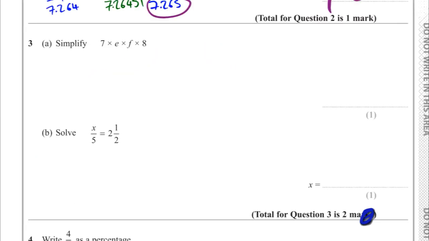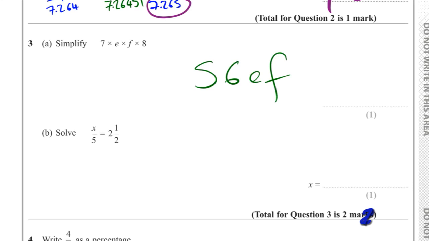Question 3. Part A, we need to simplify 7 times E times F times 8. Now, this means that we're multiplying 4 numbers together. We don't know the numbers E and F are, but we do know there's a 7 and 8. 7 times 8 we can do, that's 56. Now we need to multiply that by E and F. Now in algebra, we don't need to show multiplication signs. If 2 things are next to each other, with nothing in between, that means they've been multiplied together. So our answer is going to be 56EF.